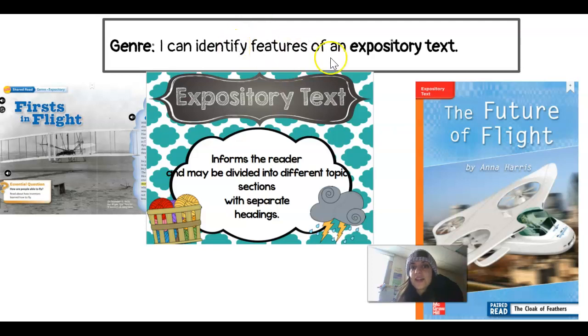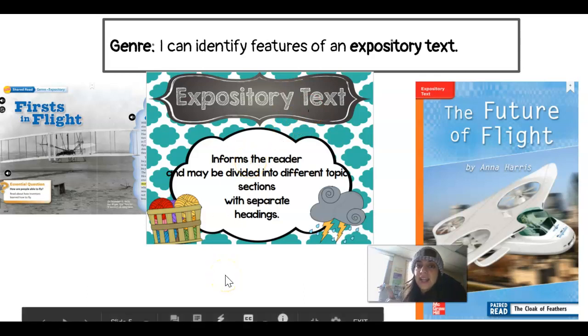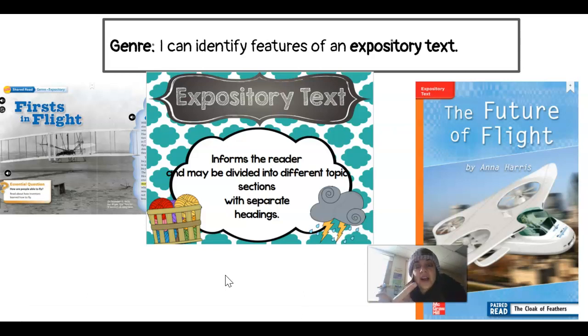We just identified features of an expository text. Remember, features are those headings, those photographs, captions, sidebars, maps, diagrams, and they give us information. Use those details when it's your turn in your workbook.